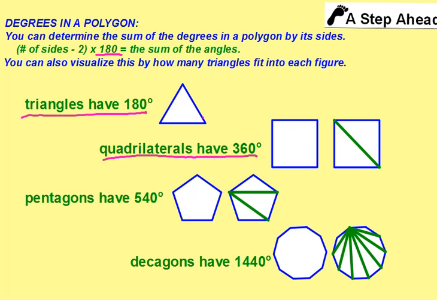But here's your triangle. We know it has 180 degrees. Here's a quadrilateral, but you can see that it would make 2 triangles. Here's a pentagon. It has a 5-sided figure. You can see that it would make 1, 2, 3 triangles. So 3 times 180. And a decagon, a 10-sided figure. Here's a decagon right here. Would make 1, 2, 3, 4, 5, 6, 7, 8 triangles, so 8 times 180 would give you 1,440 degrees.